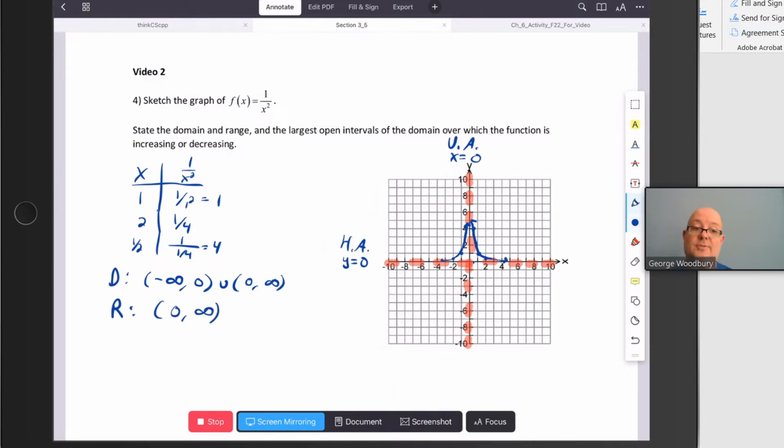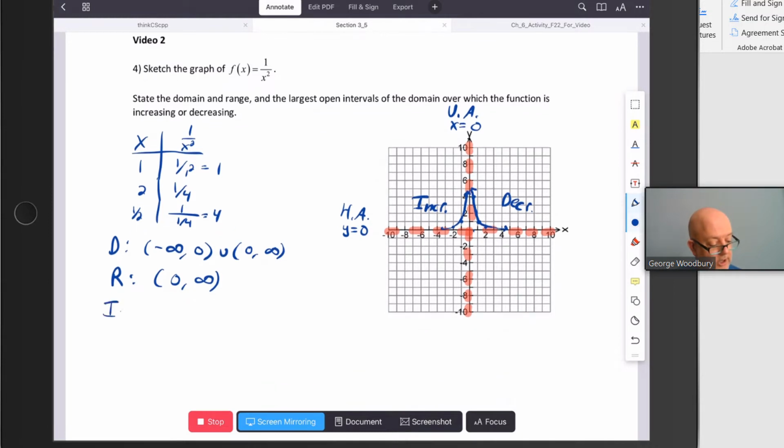Another place where this function family is different is when we talk about intervals of increasing or decreasing. On the left-hand side of 0, this is increasing, right? It's going up to the right. But on the other side, it's decreasing because it's going down to the right. So increasing on negative infinity to 0, decreasing on 0 to infinity.